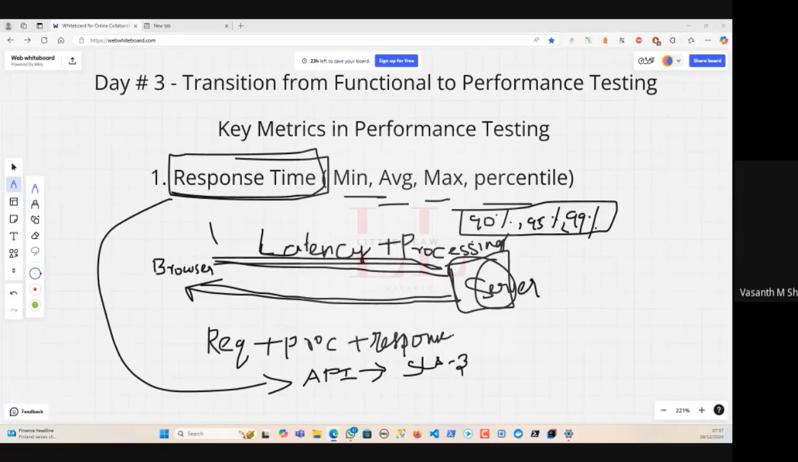Guys, any doubts? Are you good? No, Vasant, fine. Okay, thank you. Thanks for confirming. Fine. I will move on to the next one, and that is okay. Let me just quickly erase this part.